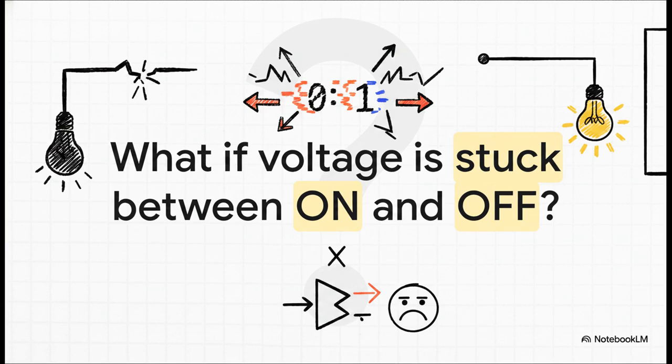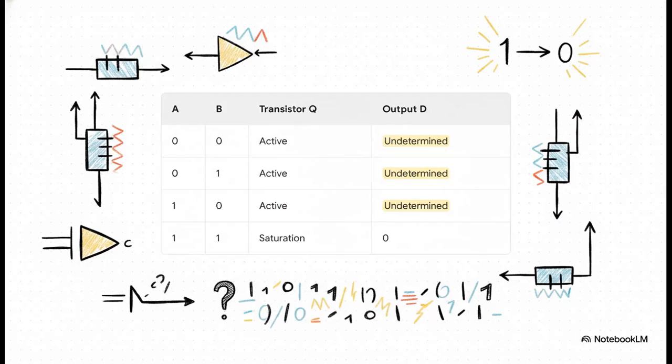But what happens if a transistor gets just enough voltage to kind of turn on, but not enough to saturate? Well, it gets stuck in the middle. This is called the active region. And for a digital switch, it's a total disaster.